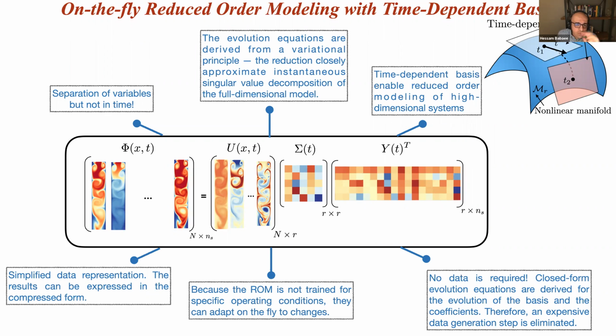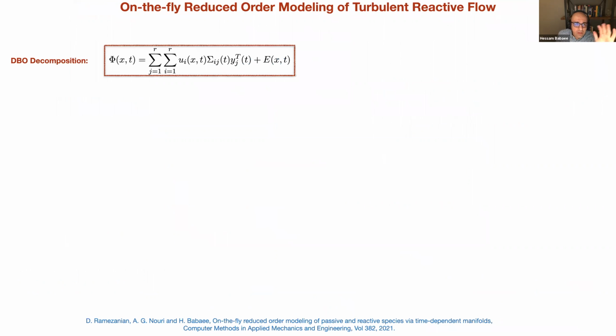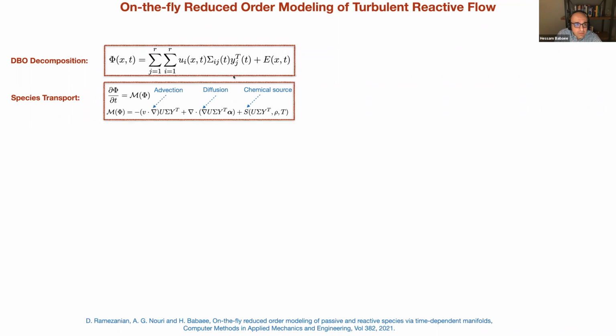So this is the overall framework. Let me get into the details. If you write down mathematically the equation that I was showing pictorially in the previous slide, you have this expansion, and you have this error, which is the reduced order modeling error. We call this DBO, which stands for dynamically biorthonormal decomposition. This is orthonormal, this is orthonormal, and that's why this is a biorthonormal decomposition. I'll talk about the dynamical part of it as well.